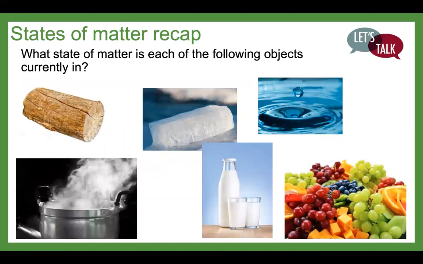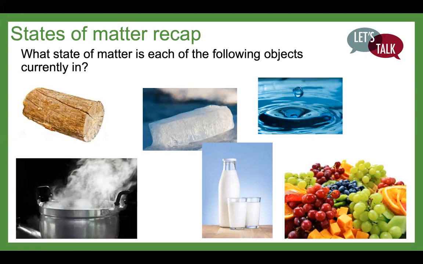So let's just recap the states of matter. You have some images on the screen. What state of matter is each of the following objects currently in? You have a block of wood, it looks like a tree stump. You have a block of ice, some water with a water droplet there, some steam coming from a pot, milk, and some fruit. So I'll pause the screen and go through which state of matter each of the following objects is currently in.